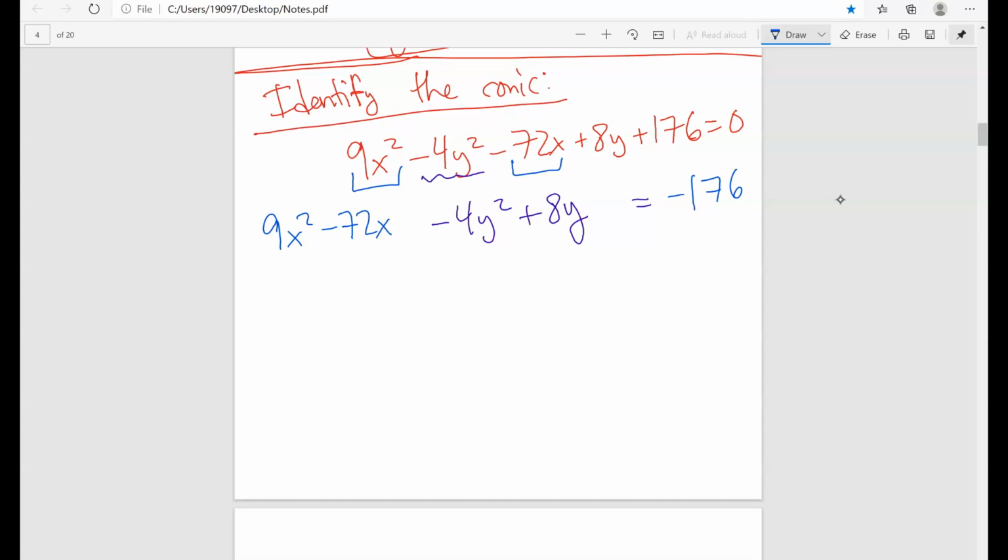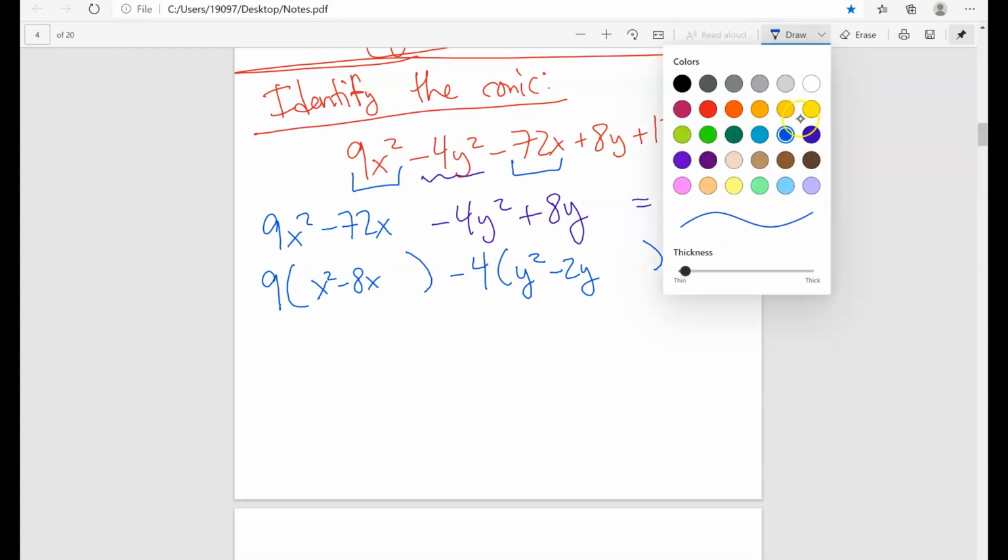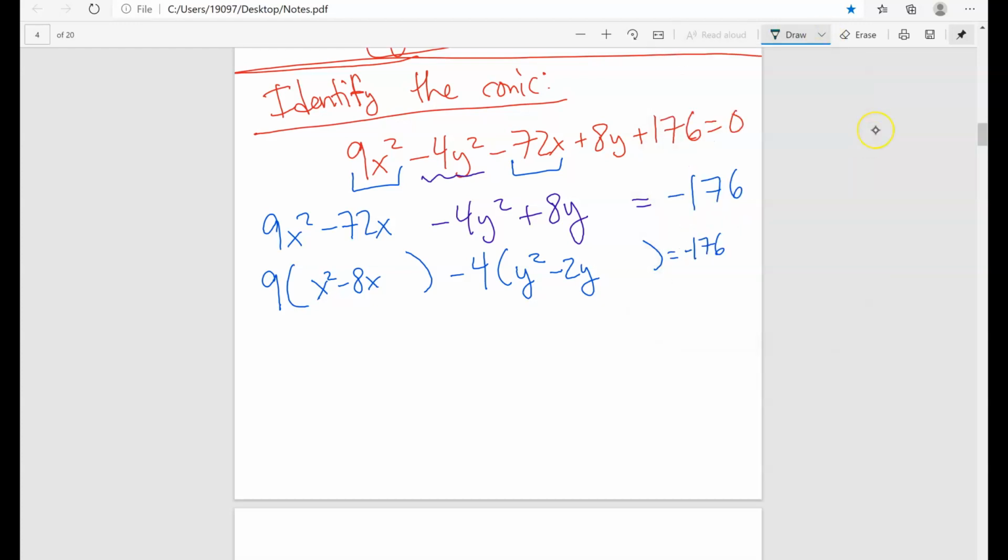Okay. So the first thing that I see is that you got a 9 here, and then you're going to be left with x squared minus 8x. Here you can take out a negative 4, and you're going to have y squared minus 2y is equal to negative 176. Okay, and now you're going to go ahead and complete the square. And remember, what we do to complete the square is you take negative 8 divided by 2 and then square it. Okay, so what is that going to give me? Negative 8 divided by 2 gives me negative 4. Squared gives me 16. So I'm going to add 16 here.